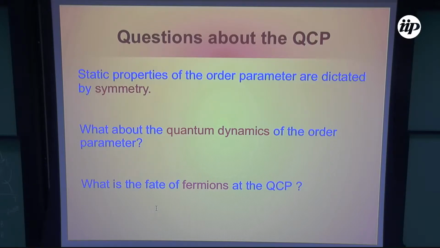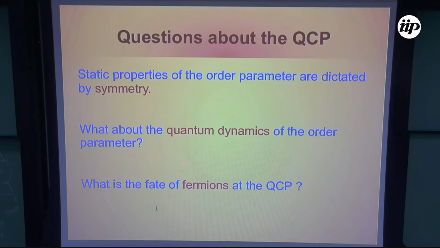I mean, the quantum dynamics of the order parameter is something that you don't know, because quantum dynamics come from the microscopics. So trying to figure out the quantum dynamics of the order parameter beginning from the microscopics is an open question. This is the hard part of the story.